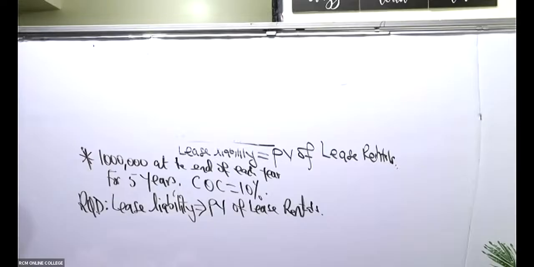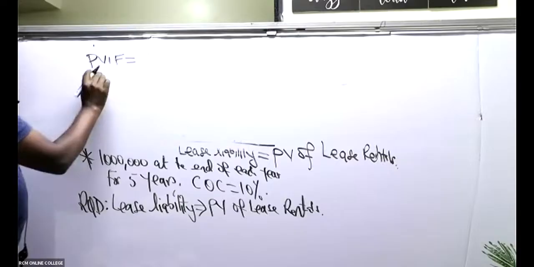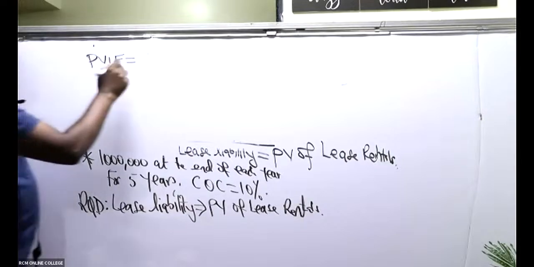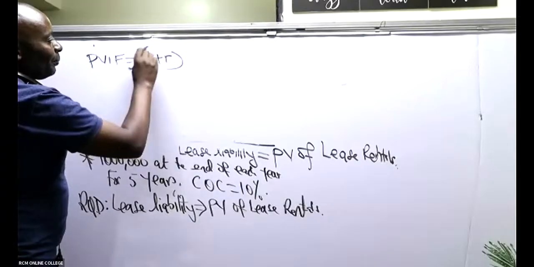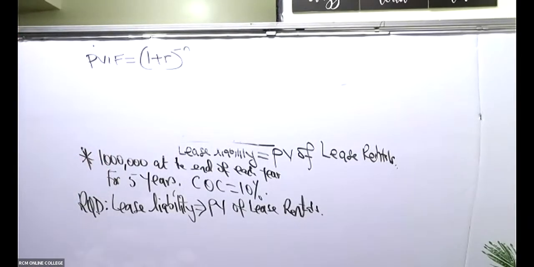Annuities, because of the regularity in most cases. Remember, we have two discounting formulas. We have the PVIF, present value interest factor, for the irregular ones. Normally we take 1 plus R raised to negative n, because you're discounting, so we subtract up there. This is PVIF, present value interest factor.